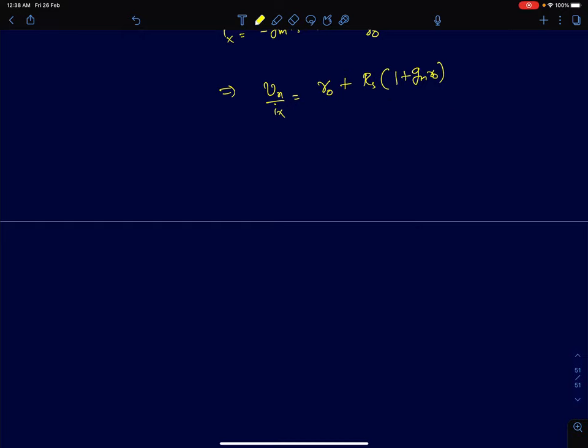So first, what happens when Rs is 0? If Rs is 0, gate is at ground, you're looking into the drain. Then the resistance is simply R0 itself. Gate and source are shorted, at AC ground, so the resistance is R0 itself. So that's why this result makes sense.